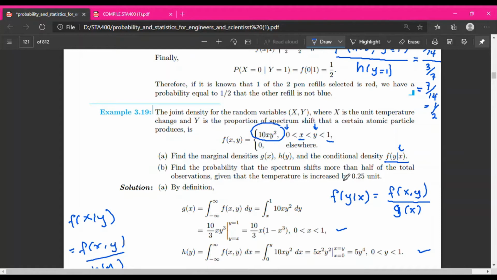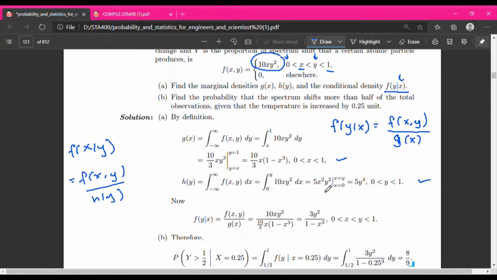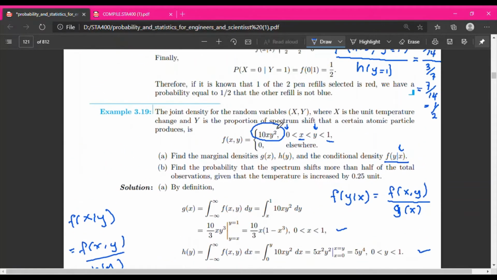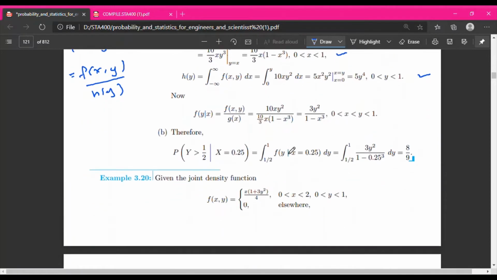Okay, y is more than half of the total observation, given that the temperature is increased by 0.25. So temperature adalah x, when x is 0.25. So this is the probability that we need to find. Probability of spectrum tadi more than half, given that the temperature is 0.25.